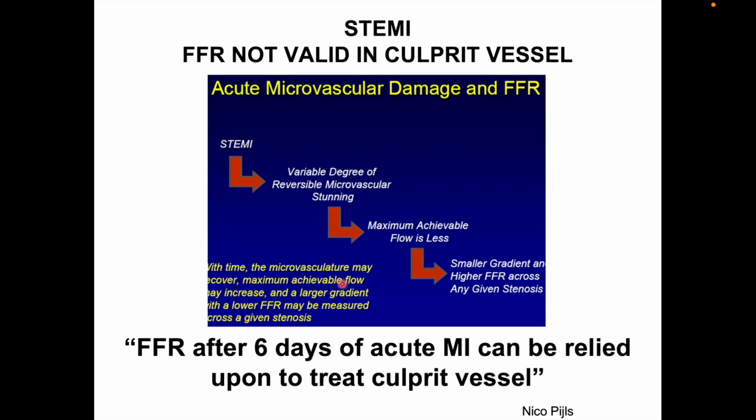Now, for STEMI patients, FFR is not valid in the culprit vessel, and therefore the FFR should be done after 6 days of acute MI for the culprit vessel. Why is that so? Because after STEMI there is a variable degree of reversible microvascular stunning, and because of this the reliability of FFR in the first 5 days in the culprit vessel is not good enough.